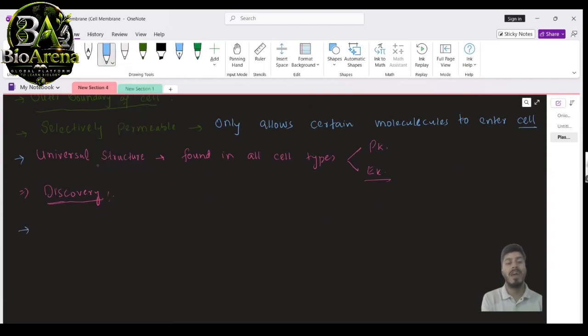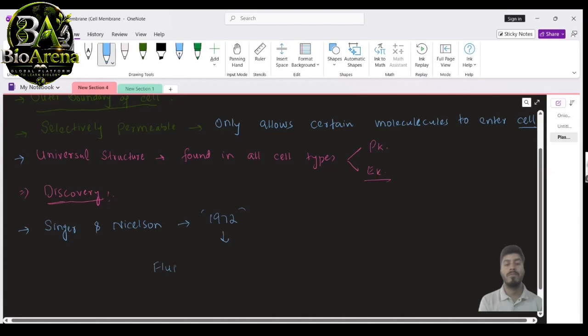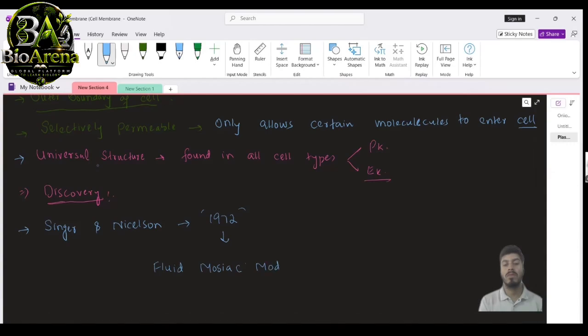Mainly the contribution of two scientists can be appreciated, that is Singer and Nicholson. In the year 1972, these two scientists proposed a model of the plasma membrane that we call the fluid mosaic model of plasma membrane.